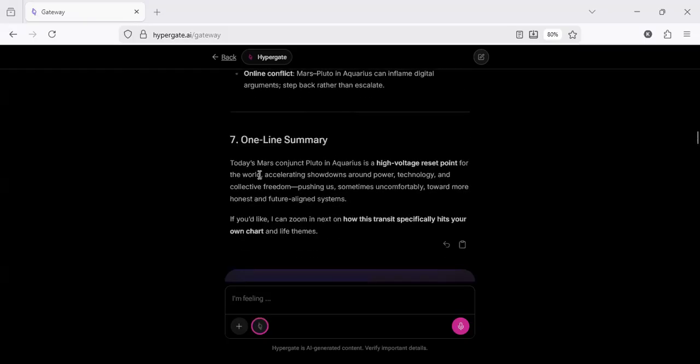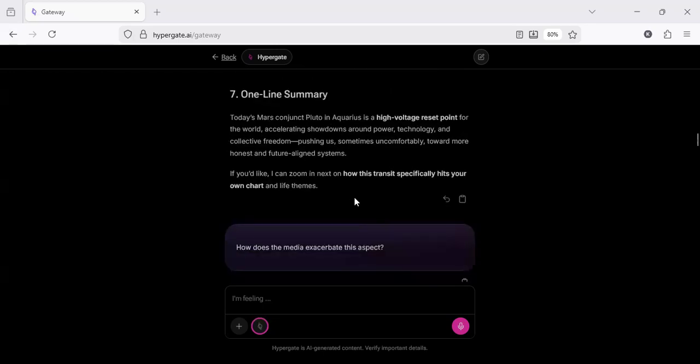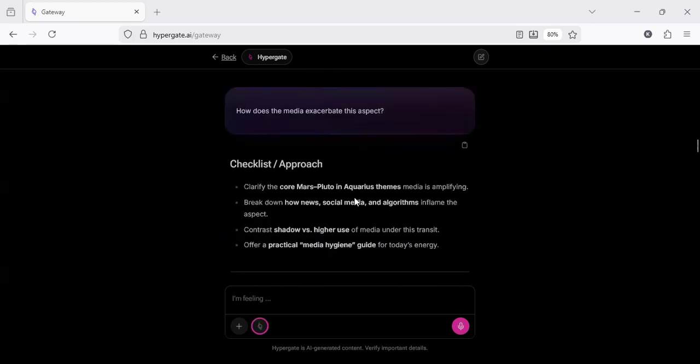One line summary: today's Mars conjunct Pluto in Aquarius is a high voltage reset point for the world, accelerating showdowns around power, technology, and collective freedom, pushing us, sometimes uncomfortably, toward more honest and future-aligned systems. All right. This is also very energizing.